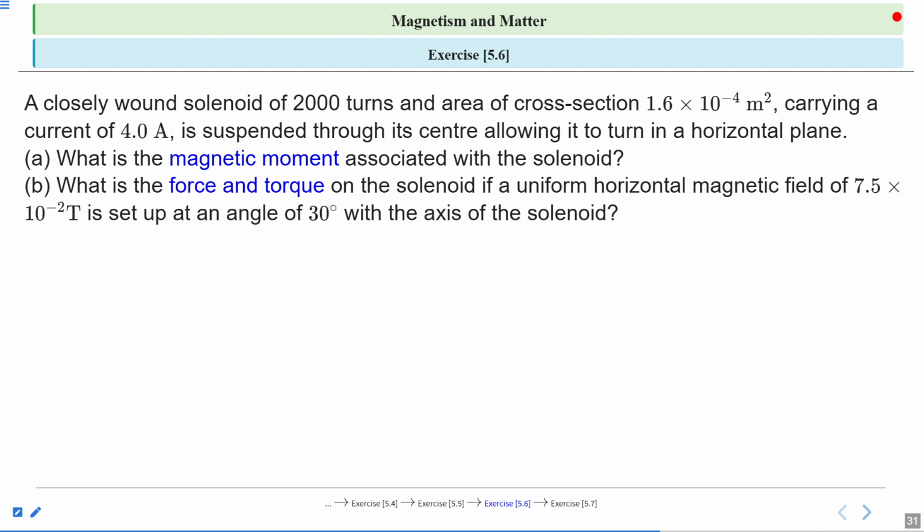So what is the force and torque on the solenoid if a uniform horizontal magnetic field of 7.5 into 10 to the power minus 2 Tesla is set up at an angle of 30 degrees? Okay, the magnetic field is there, and its magnitude is 7.5 into 10 to the power minus 2 Tesla, and the angle between the magnetic moment and the field is given as 30 degrees. So what is the force and torque on the solenoid? We have calculated this. I will give you some time to think about it.